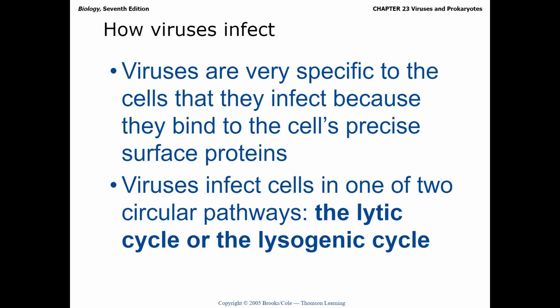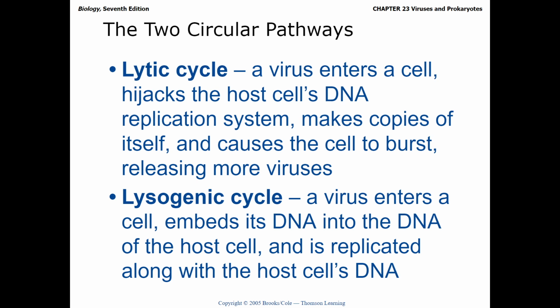Viruses infect cells in one of two circular pathways. So we're going to look at those two pathways, the lytic cycle or the lysogenic cycle. The lytic cycle is when a virus enters a cell, hijacks the host cell's DNA replication system, makes copies of itself, and causes the cell to burst, releasing more viruses. So with the lytic cycle, a virus takes over, makes more of itself, but to get out, it kills the cell it infects, or busts it open.